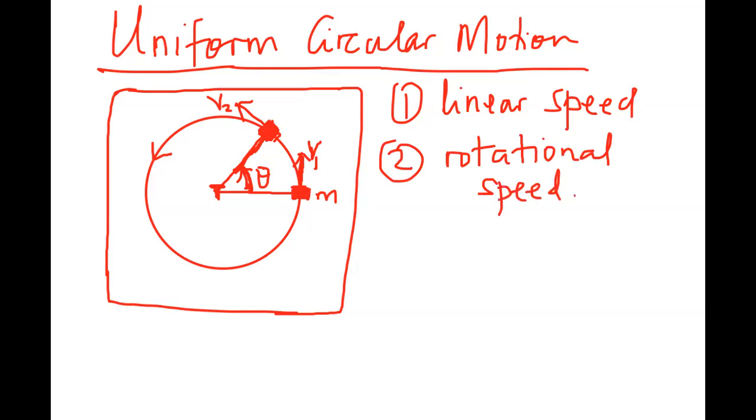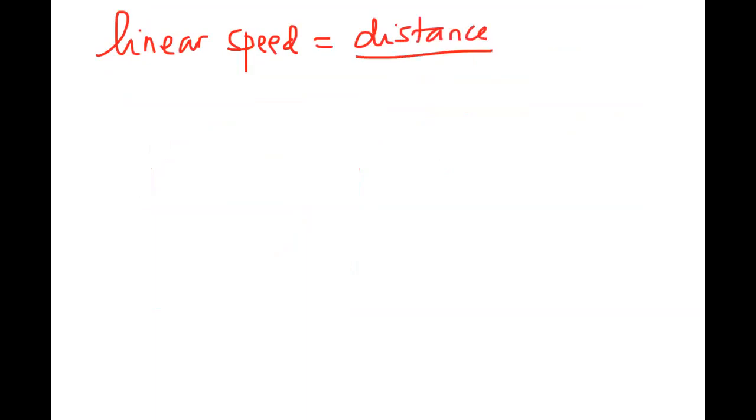All right. So we are going to start by looking at linear speed. Linear speed, which is also called tangential speed, is given by this formula. Linear speed is equal to distance divided by time. In formula form, you can use v equal to change in distance divided by change in time.